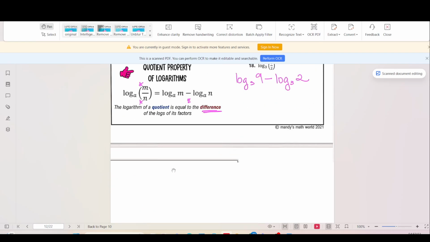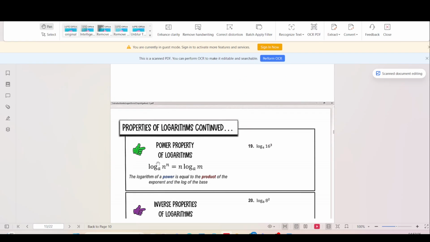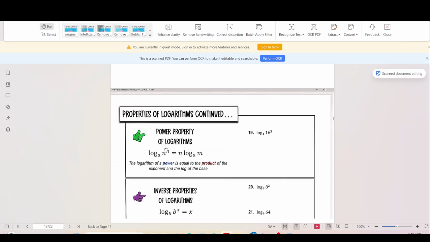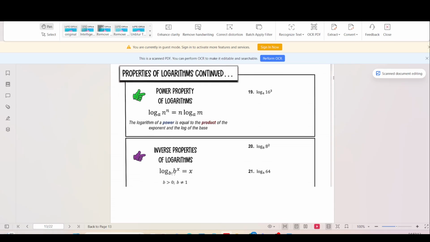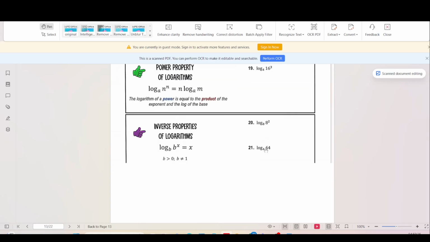Next one is, if there is a power, this power goes in front of the log. Like here, this n comes in front of the log. Then inverse log means if this base and this number are the same, then the exponent is your answer. Like here the 8 is the same, so the answer will be just 2.